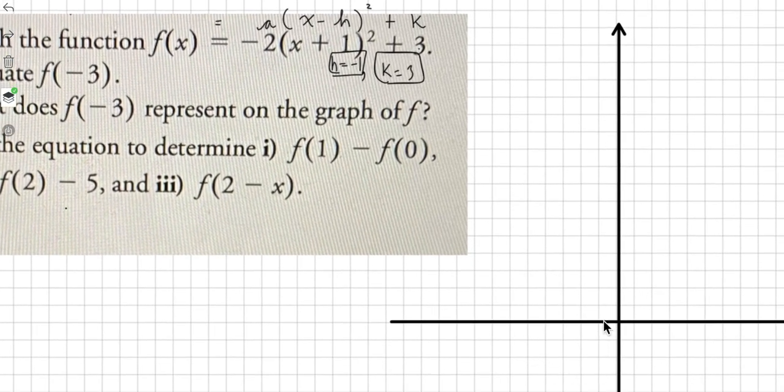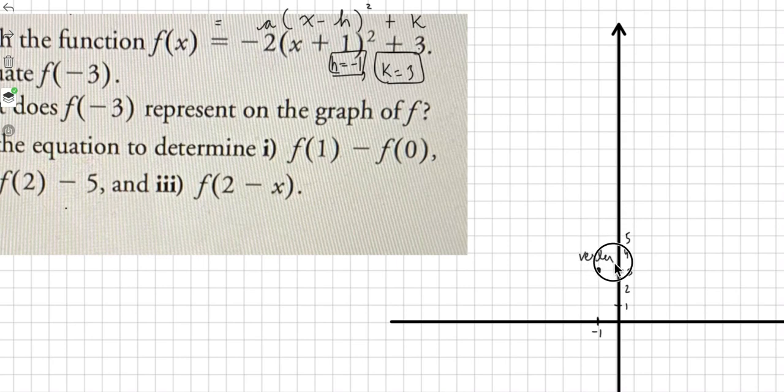Let's see. This is where the x is negative 1. That's 1, 2, 3, 4, 5. So the y here is 3. We're going to plot the point. At this point, the x is negative 1 and the y is 3. But that is just the vertex here.